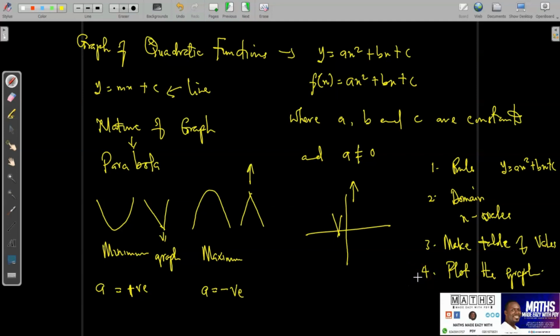Please, any question? Any question? No. All right, please. Since there is no question, we are going to take the first worked example, plot the graph of it, and then do others.